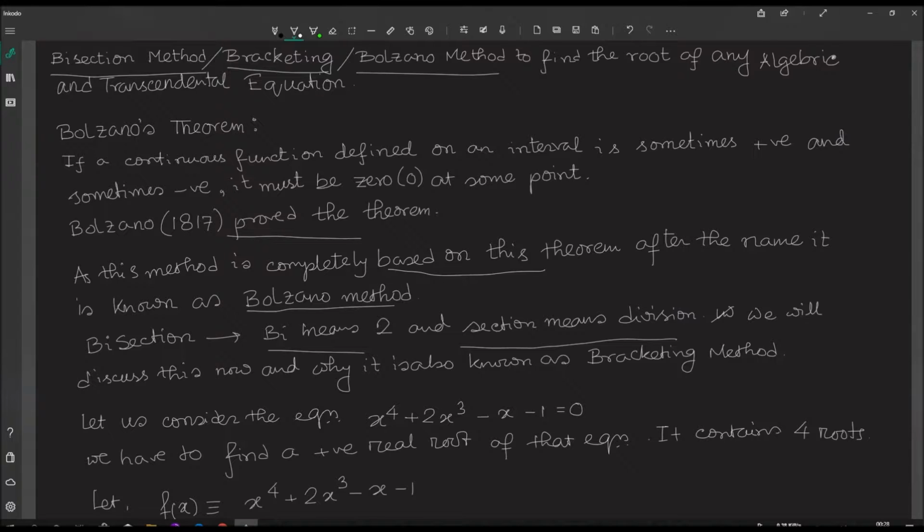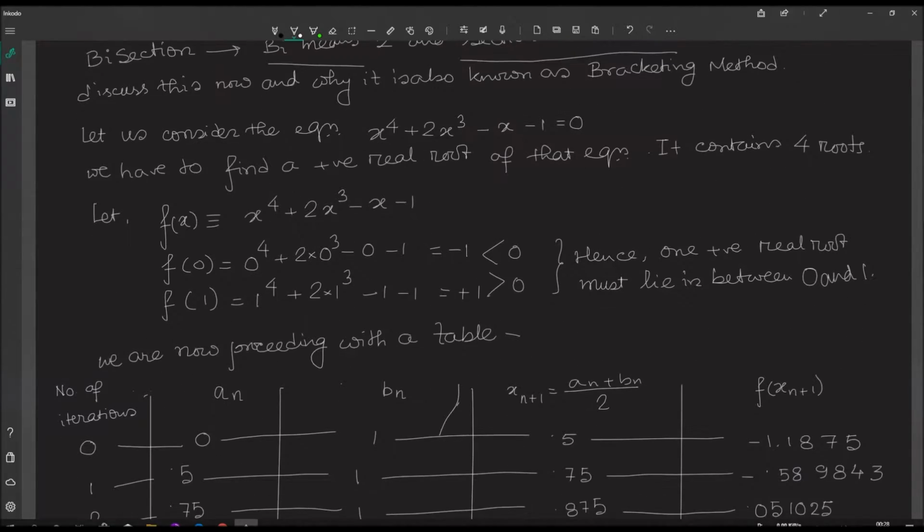Let us consider the equation x to the power 4 plus 2x square minus x minus 1 is equal to 0. As we see, that equation has the maximum power of the variable x as 4, so we can say that the algebraic equation has 4 roots. In this problem, we are finding a positive root of that particular equation.